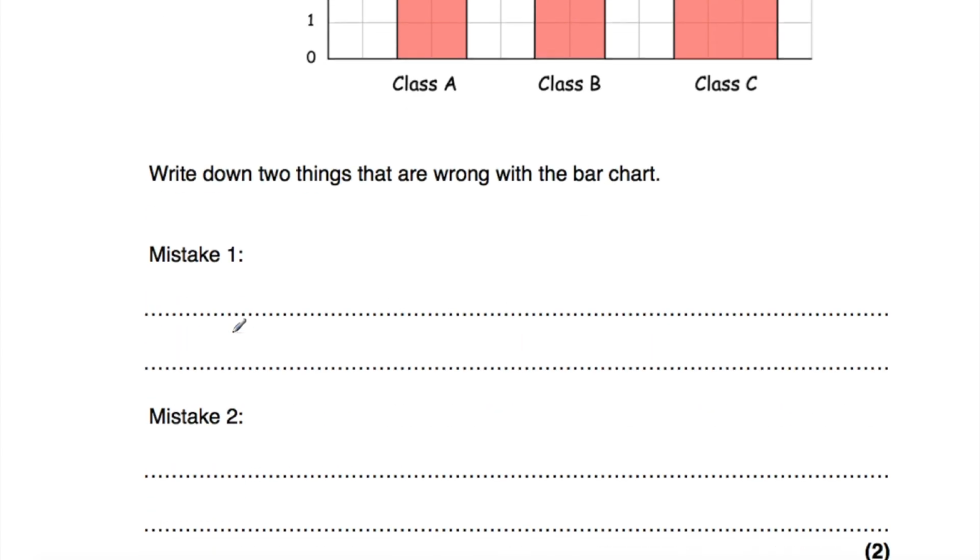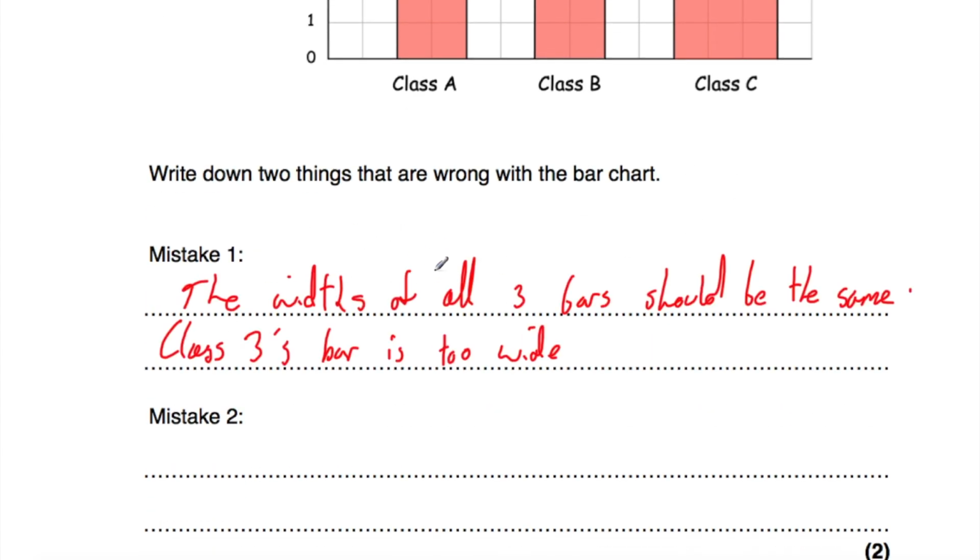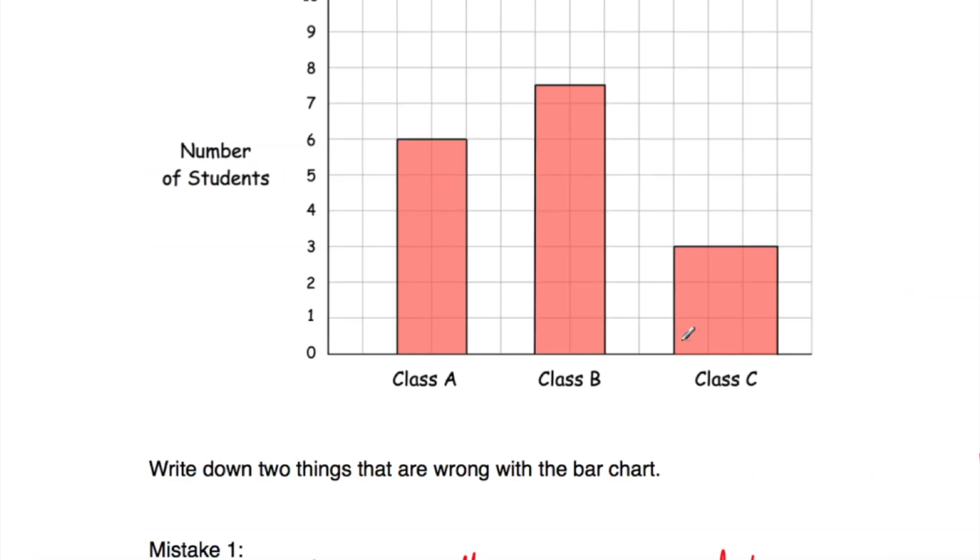So let's explain that. Okay, in terms of mistake 1, I've said the widths of the 3 bars should be the same, and the Class C bar is too wide. So that bar for Class C is too wide. It should be a bit narrower. It should be 2 squares wide, not 3 squares wide. Okay, so that's one mistake.